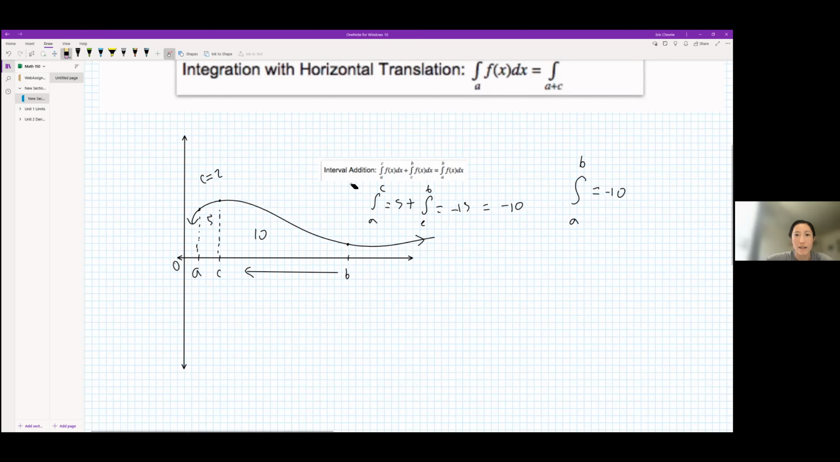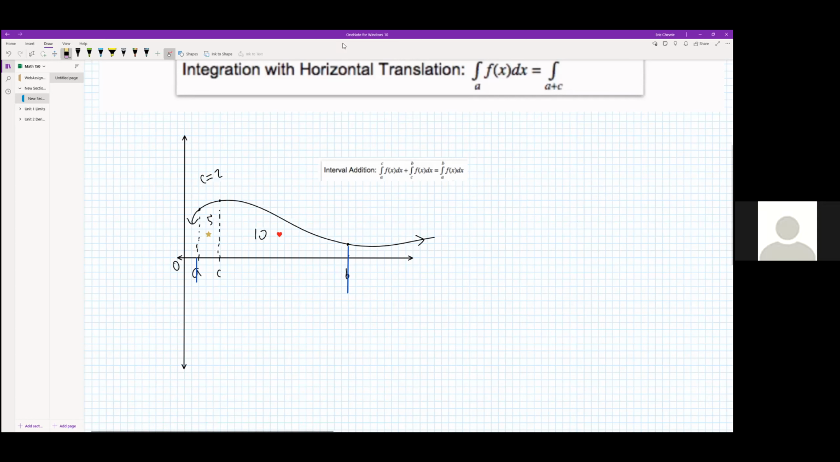Right? Yeah, so let's see. If we say that the area of this first region from A to C is a star, and we say the area from C to B is the heart, then the area from A all the way to B would be the star plus the heart.